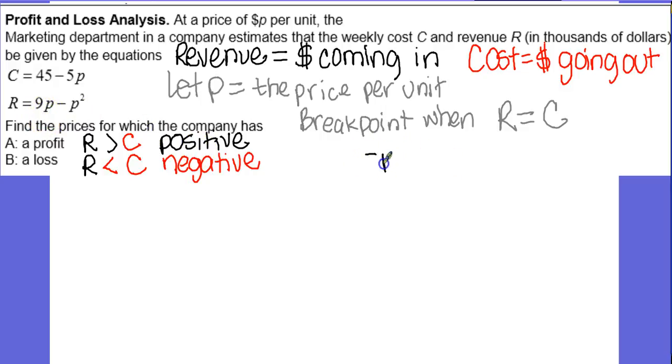I'm going to say negative p squared plus 9p is equal to, oh, I'm switching to my pencil there for a second. And then I'm switching to my cost, so I'm switching to red. And I am rearranging this as well. Negative 5p plus 45. Okay. So if I set them equal to each other, I'm going to find out where I break even, right? Where my price per unit yields $0, zero, nothing. Let's find that price point.